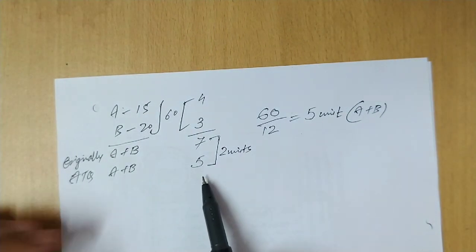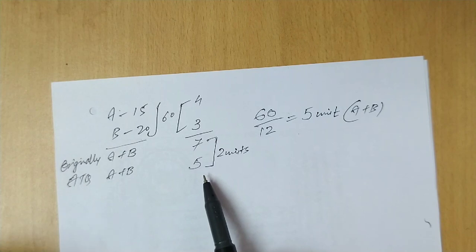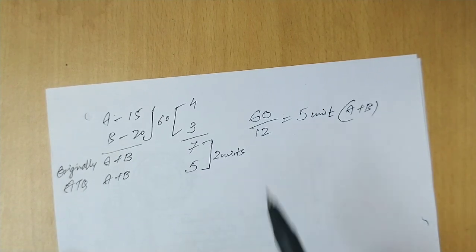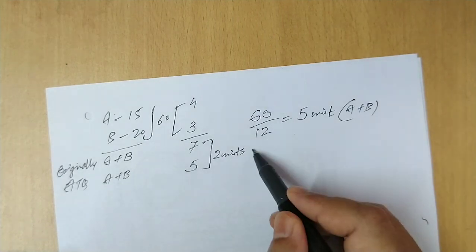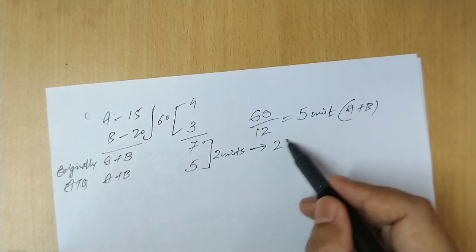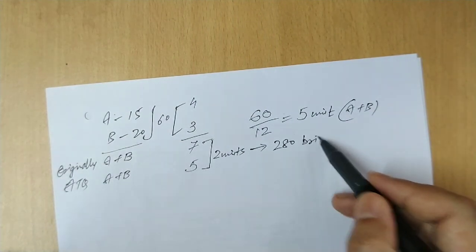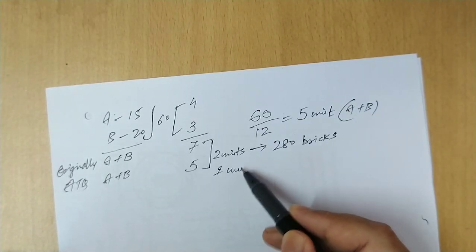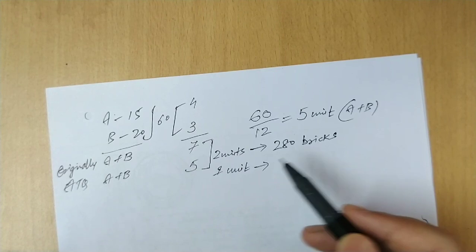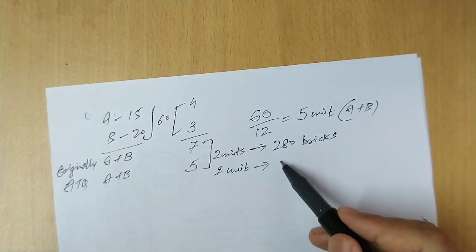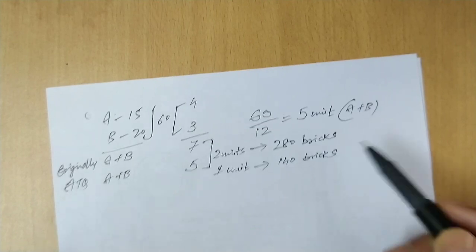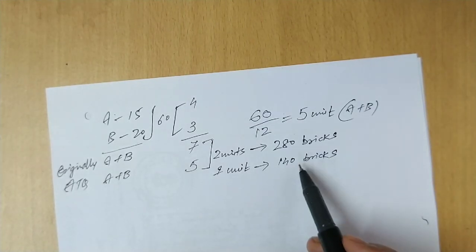Now as their efficiency has gone down, because of this they are using 280 fewer bricks per hour. So these 2 units represent our 280 bricks. So our 1 unit will represent how many bricks? 140 bricks. Now 1 unit represents 140 bricks.